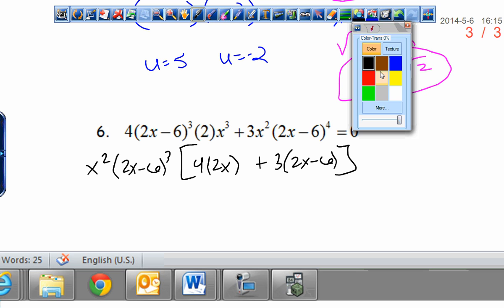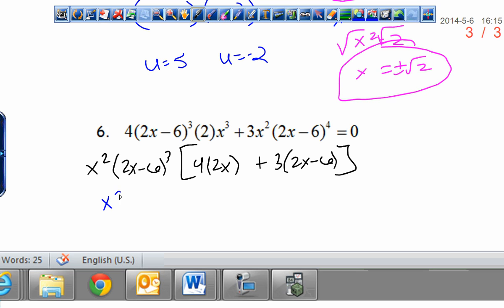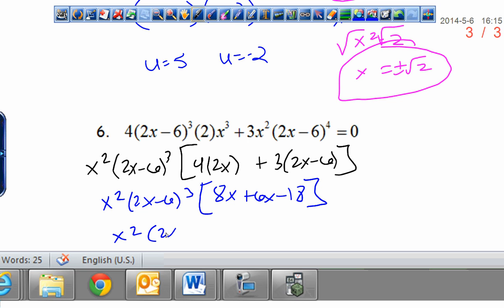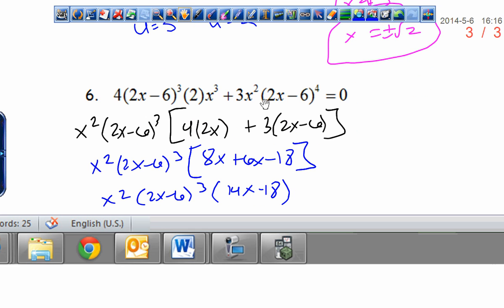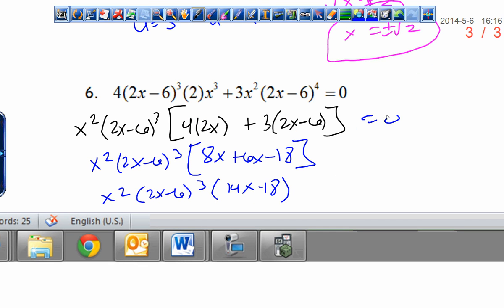Anytime we're using brackets, stuff gets a little crazy. Don't get overwhelmed. So then that's going to be 8x plus 6x minus 18. So x squared, (2x minus 6) cubed, and then 14x minus 18. Now just like we did before, once we get to this step, it, by the way, all equals 0 still. And we're going to take each part and set it equal to 0.